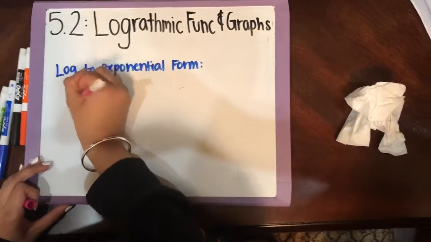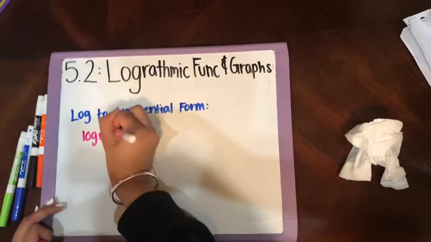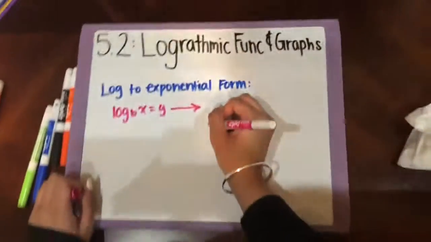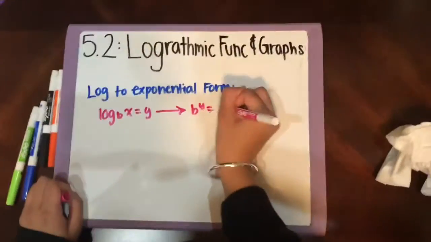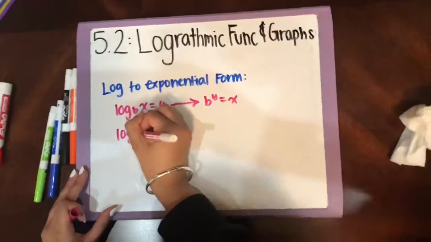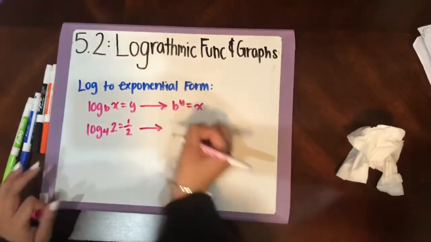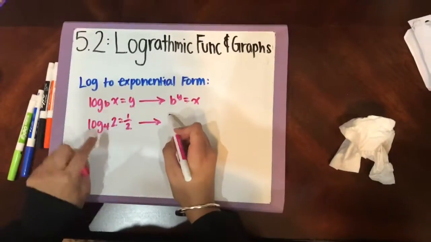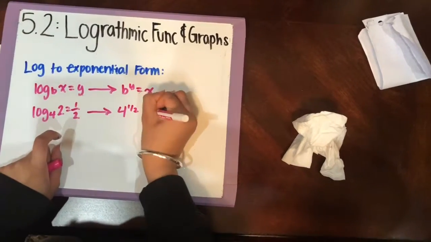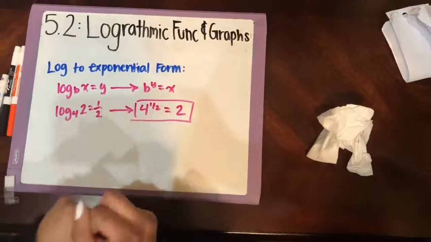Let's start off with log to exponential form. The form for log is log base b of x is equal to y, which is equivalent to b to the power of y equals x. For example, if you take log base 4 of 2 is equal to 1 over 2, when converting it, you look for the base, in this case it's 4, then the y, which in this case is 1 over 2, and equal to 2, which is x, then you get your final answer.